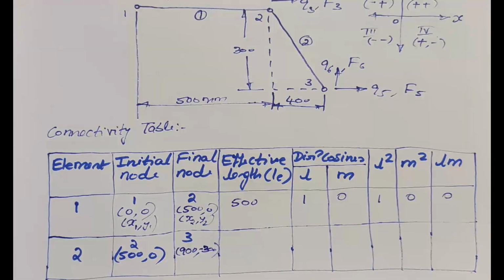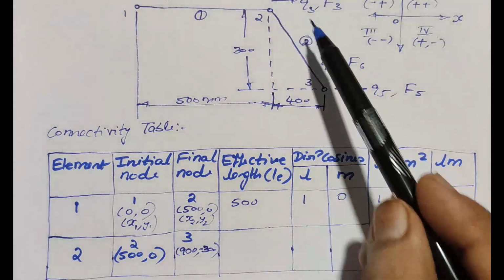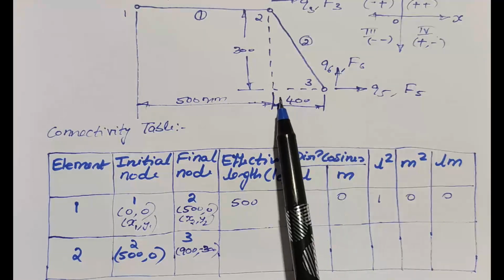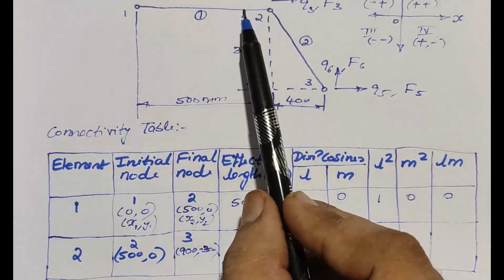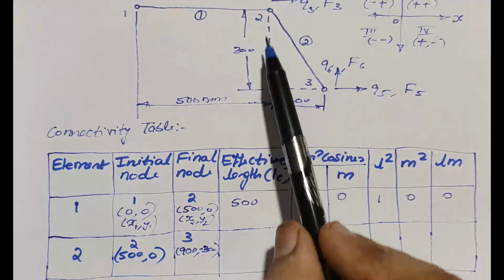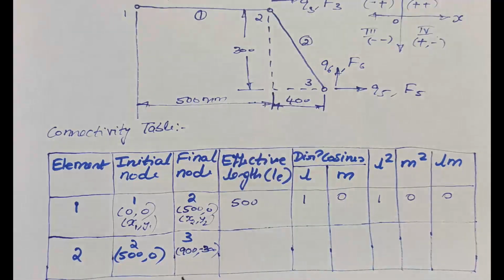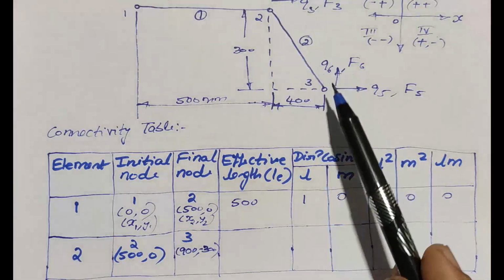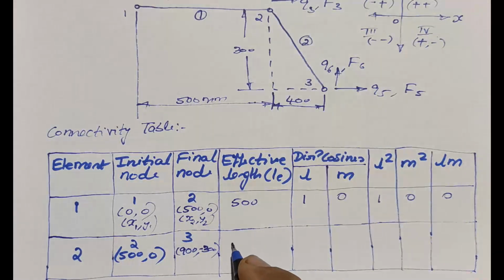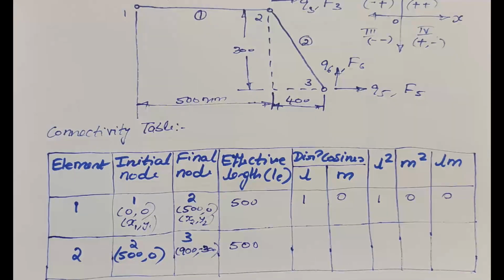What about the length of the element? Here length of the element is not given, but this length and this length are given. See, this is a right angle triangle. So you can apply Pythagoras theorem. If you apply Pythagoras theorem, you will get the length as 500. So length of the element will be 500 by applying the Pythagoras theorem.